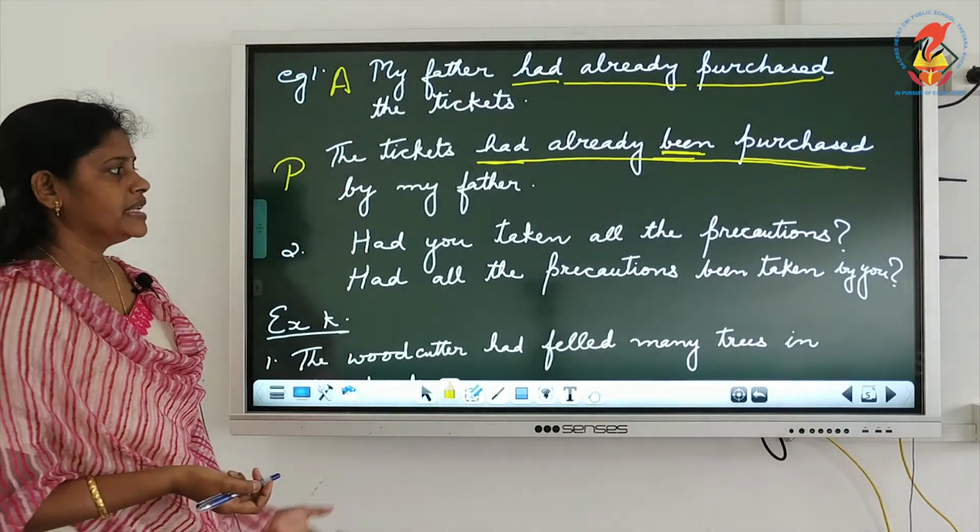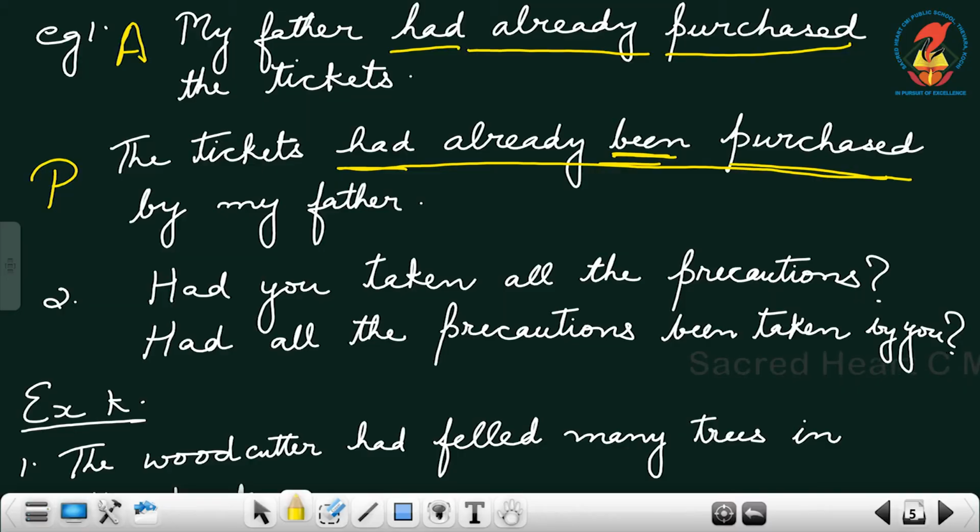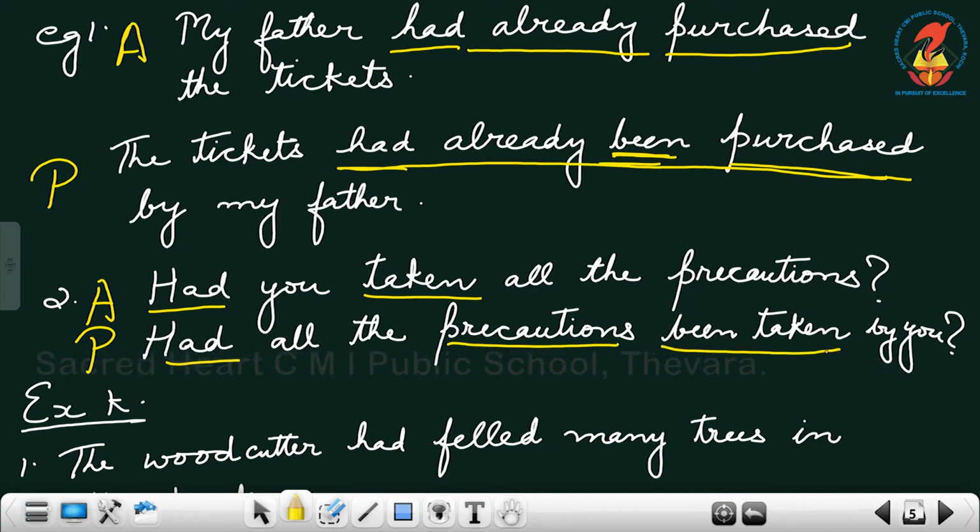The second example, it's of an interrogative sentence. Had you taken all the precautions? And this is active form. When you write it into passive form, had all the precautions been taken? Can you see the word been is here? Had all the precautions been taken by you?